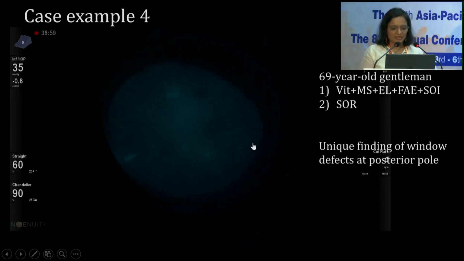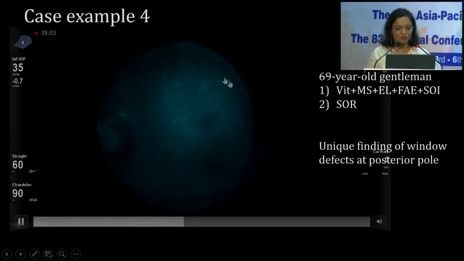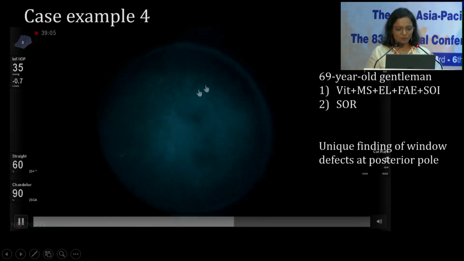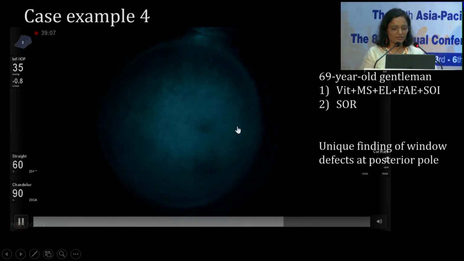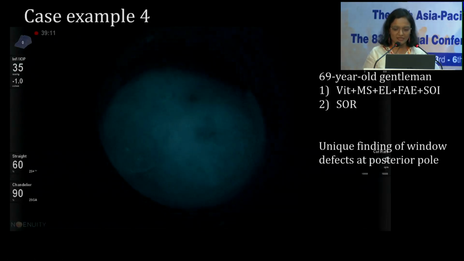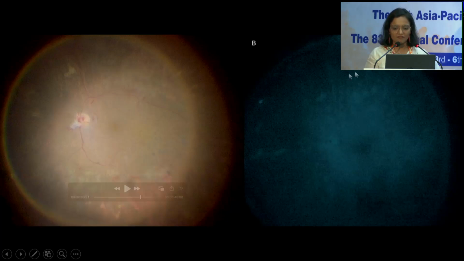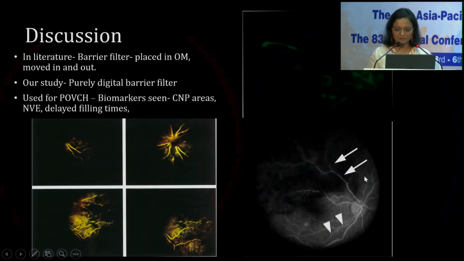This is the last case showing that in the early AV phases itself, there were a lot of window defects at the posterior pole, suggesting an outer retinal and RPE atrophy in this well-lasered PDR undergoing a lavage for VCH. This was a unique finding we found in our series. This is an intraoperative screen grab showing that this is unremarkable clinically. However, on the FA, there were large window defects.